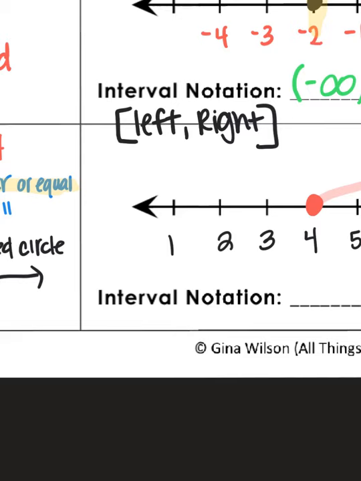So interval notation, left to right. So my furthest left, that's here, is at 4. It's a closed circle, so I'm going to use a bracket. And my furthest right is this arrow, which means positive infinity, which then is a parenthesis.